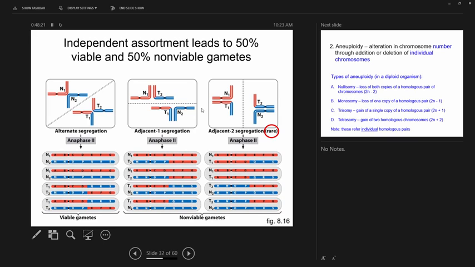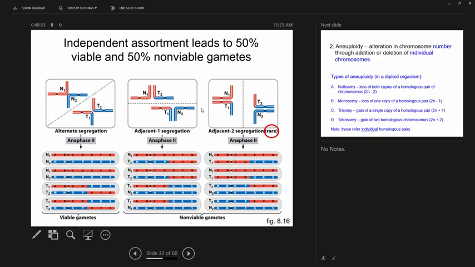So let's compare that to what happens with adjacent one segregation. In each of these cases, let's do these two in the middle because they're the differences. Look, this one has one each of all the red genes on the N1 chromosome, but this chromosome down here has the E, F, and G part. So this gamete has two of E, F, and G, but it's missing the Q, R, S. So it's got two of some things and zero of others.